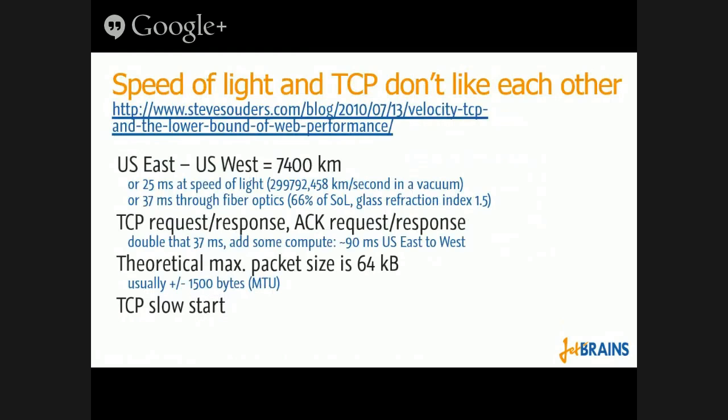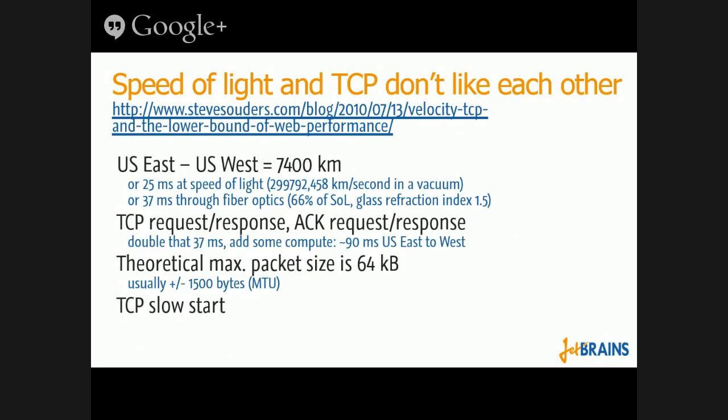Another issue with the internet, so browsers are some sort of an issue. Another issue with the internet is speed of light. Okay, you may be wondering, speed of light, what's that for an issue? Well, it is an issue on the internet. Imagine East Coast, West Coast, US. That is about 7,000 kilometers in distance. To travel that distance at the speed of light, it would take you 25 milliseconds in raw speed of light.